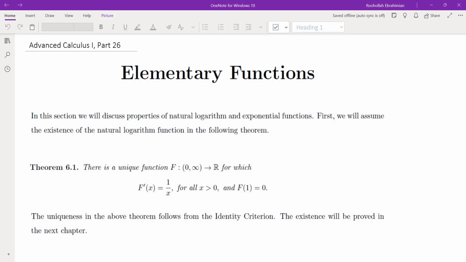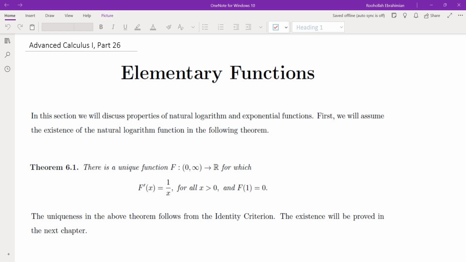So these are really the only functions that we have talked about, and these are the only examples that we have. We would like to have more diverse examples of functions that are differentiable and continuous. So as a result, we're going to talk about natural logarithm and exponential functions.